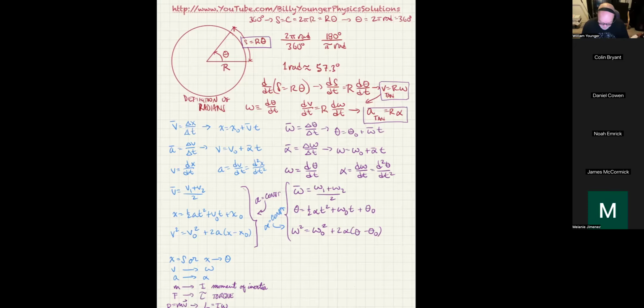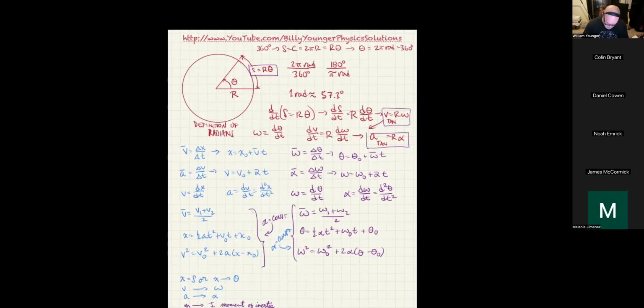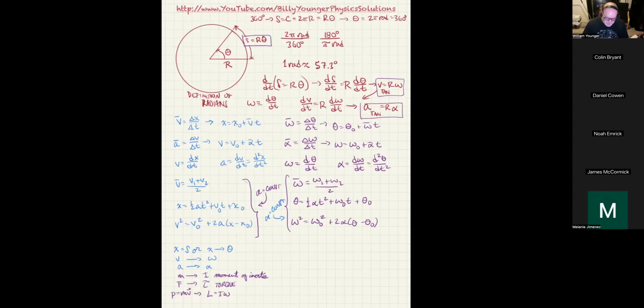Could you move the bottom up a little? I can't tell if that's an r or a p that equals m times v. Oh, that's a p, yeah. Oh, okay. I couldn't see there was a tail on it. Yeah, I blew the screen up and it pushed it down.